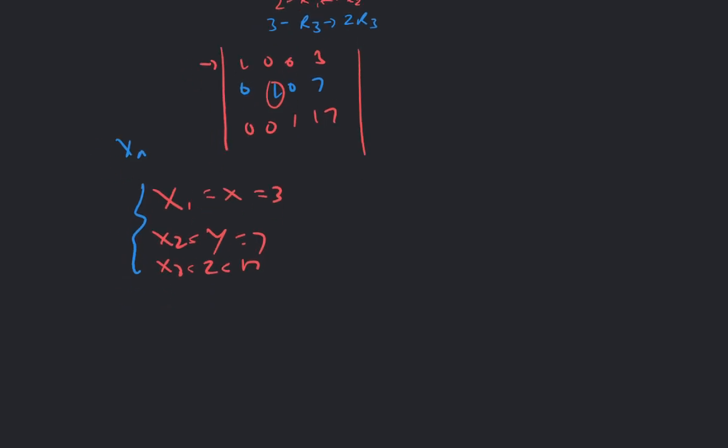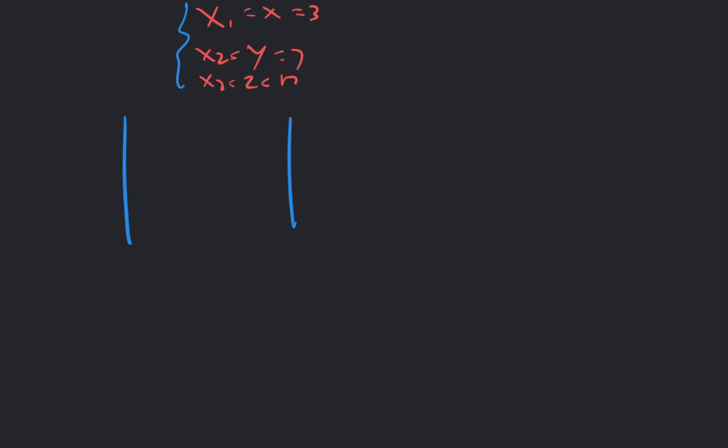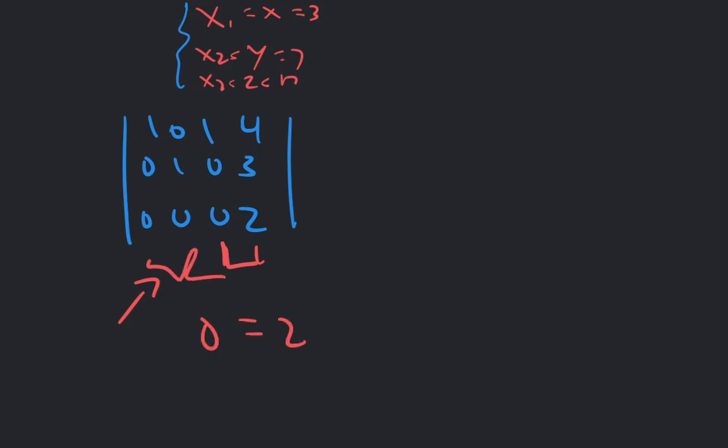Now, if we were to have a matrix such as this, then this is considered inconsistent, because then we have these zeros equal to 2, but that can never be the case because 0 never equals 2. So this would have no solution.